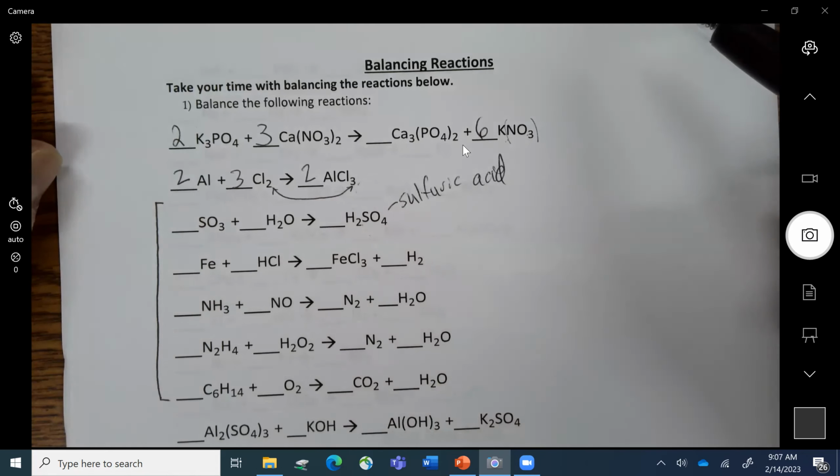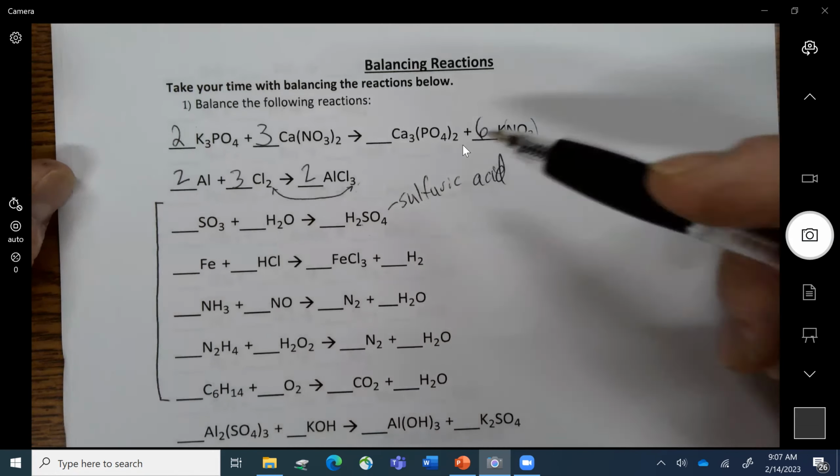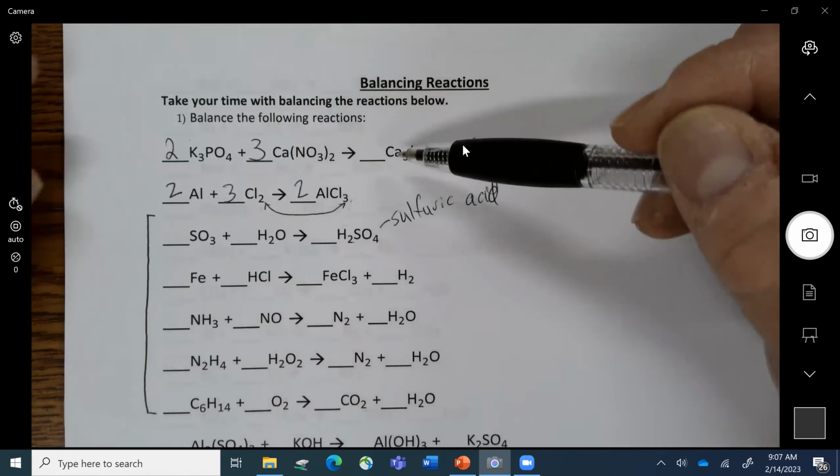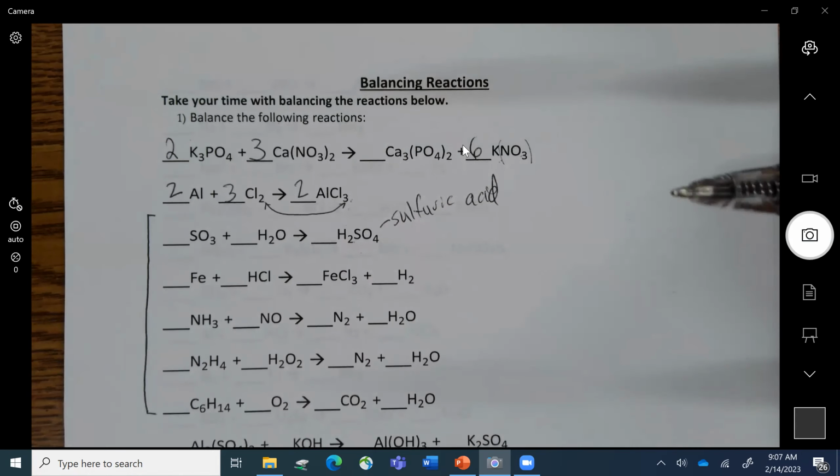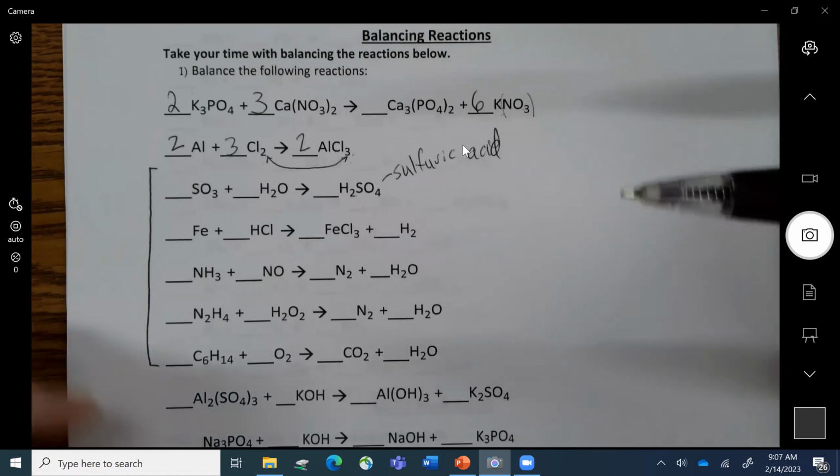So what do I have to do to balance that? Not a thing. All right. And no, you don't have to put ones there. As you can see, I've been leaving them blank. I am putting ones where there are. Okay, let's do the next one.